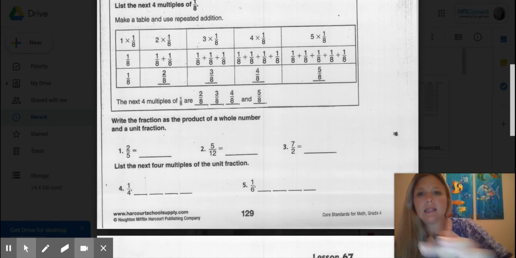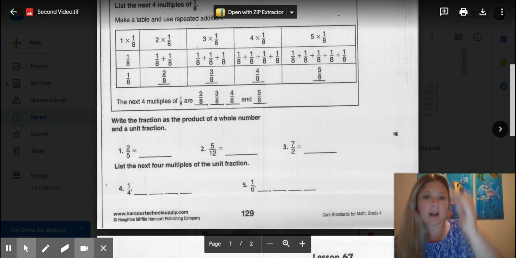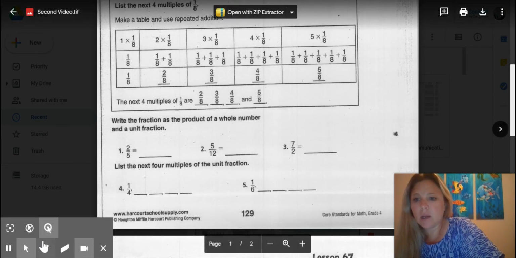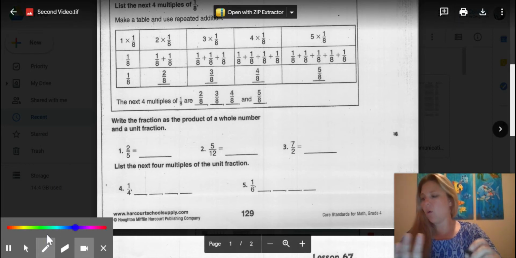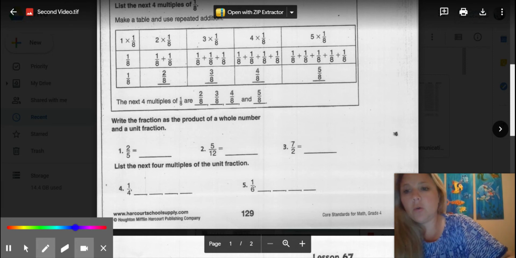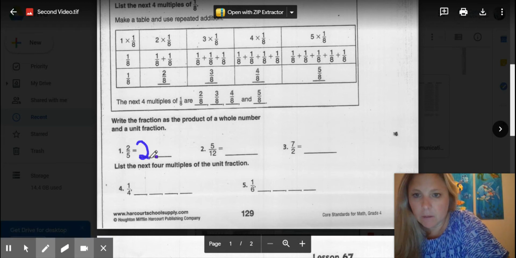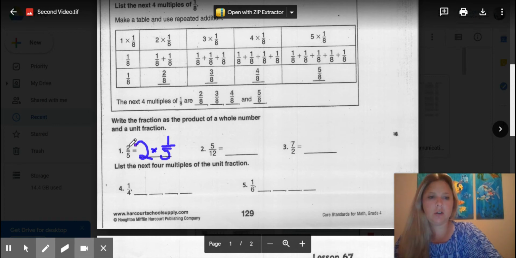I'm going to skip the second example, and then we're going to move down to writing a fraction as a product of a whole number. With this, all you are doing is taking the numerator, which is 2, and writing that 2 as what you're multiplying by. We're going to multiply that by something. Well, we have a fifth as the denominator, correct? So if I were to take 1/5 plus 1/5 and do that 2 times, that would give me 2/5. Pretty simple, right? Okay, let's do the next one.